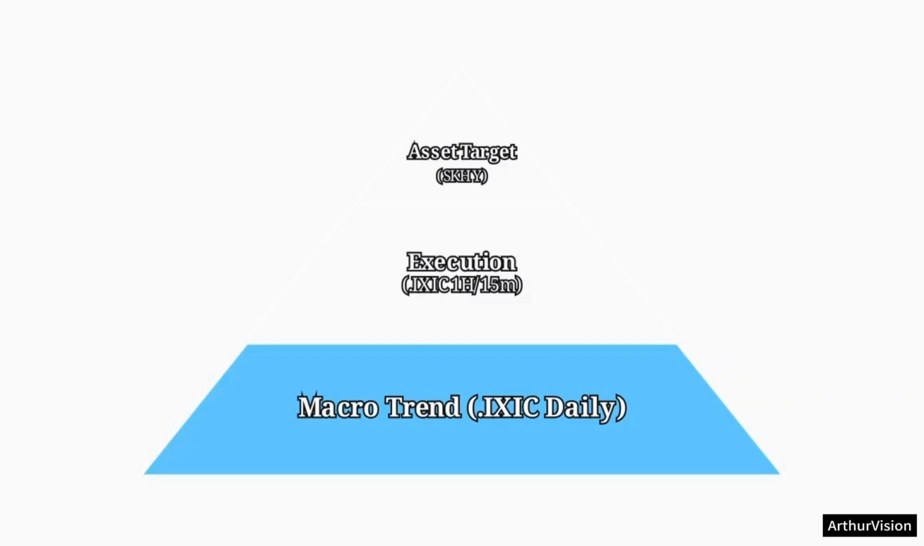To solve this problem, we apply a strict top-down analytical framework. We start by assessing the overarching macro environment to establish our baseline bias. The daily chart of the Nasdaq dictates the absolute overarching rules of engagement. If the macro trend is broken, bullish setups carry extreme systemic risk. Once we establish that macro bias, we drop down to lower timeframes on individual assets like SK Hynix to map out the specific structural damage.